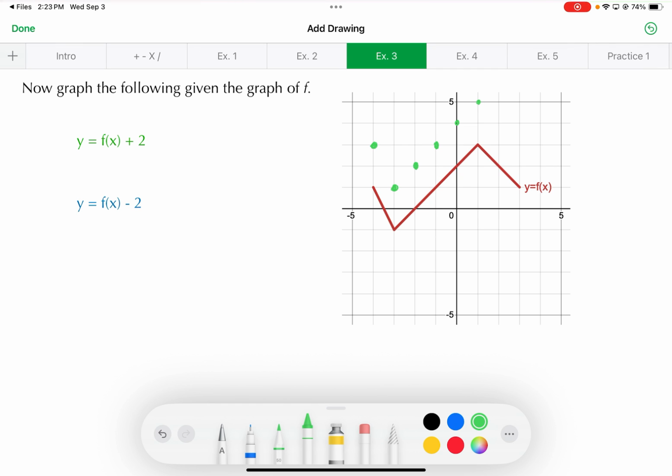So this is what we call a vertical translation, right? The graph looks the same as the original function. It's just been shifted upward. Okay, so then by the same reasoning, if I want to graph y equals f of x minus 2, I'm going to take the red curve and I'm going to subtract 2 from each point's y value to translate it 2 units down.